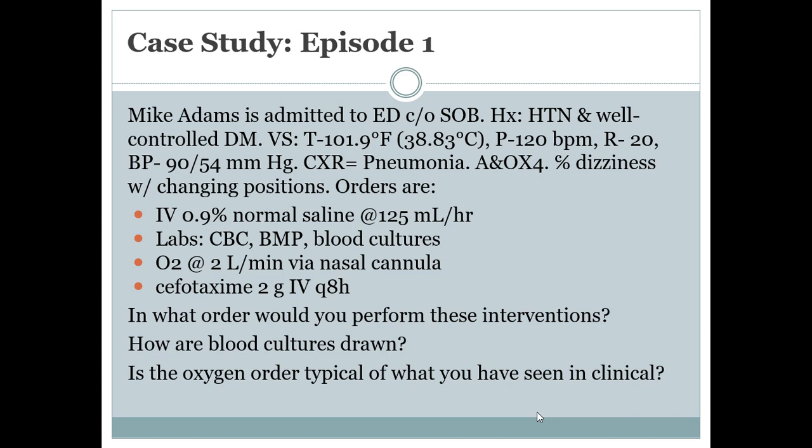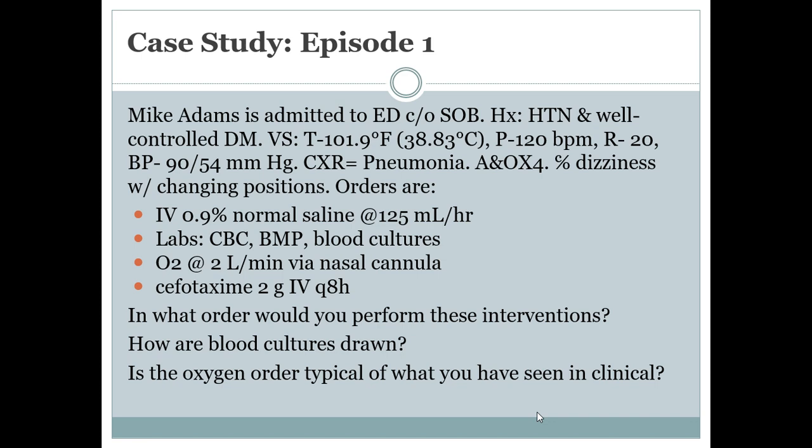So there we've got some orders from the physician. We have IV of 0.9% normal saline at 125 an hour. We got some labs to draw: CBC, basic metabolic panel, and blood cultures. We're going to put oxygen on him at 2 liters a minute via nasal cannula. And then we're also going to start an antibiotic, cefotaxime, 2 grams IV every 8 hours. So in what order would you perform these interventions? How are blood cultures drawn? Is the oxygen order typical of what you've seen in clinical? So again, pause the lecture, go ahead and answer these questions, and then as soon as you hit start, you'll get your answers.